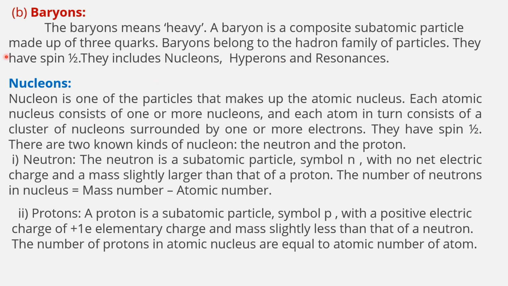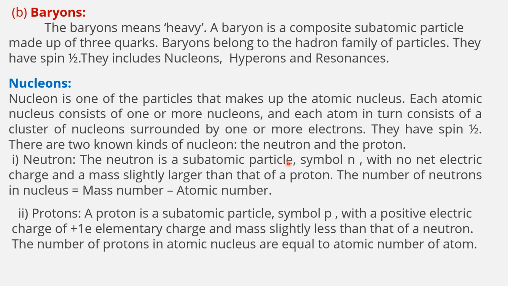The first one is nucleons. A nucleon is one of the particles that makes up the atomic nucleus. Each atomic nucleus consists of one or more nucleons, and each atom in turn consists of a cluster of nucleons surrounded by one or more electrons. They have spin half, and there are two known kinds of nucleon, the neutron and the proton.